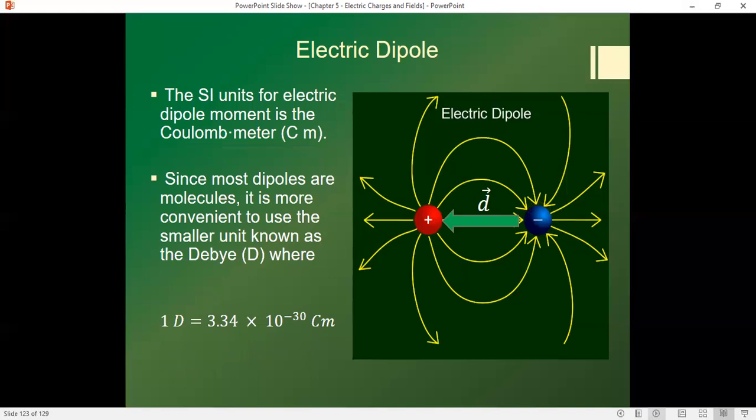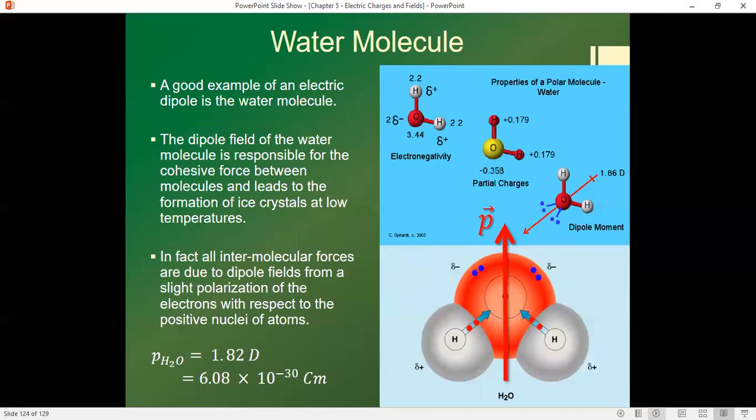Now, the SI units for electric dipole moment are coulomb meters, because we're taking the charge times the distance. And we can convert coulomb meters into another unit called a debye, named after the person who studied dipoles. And 1 debye is actually equal to 3.34 times 10 to the minus 30 coulomb meters.